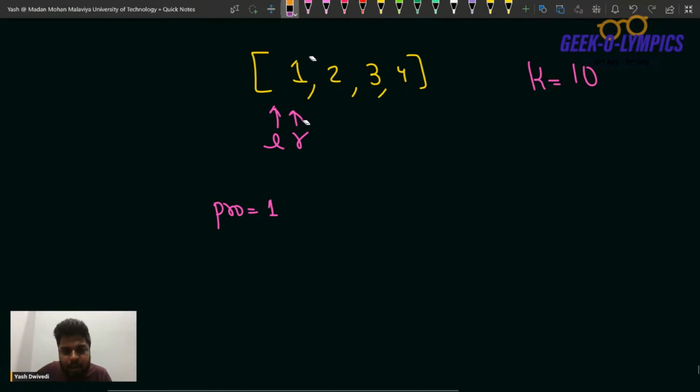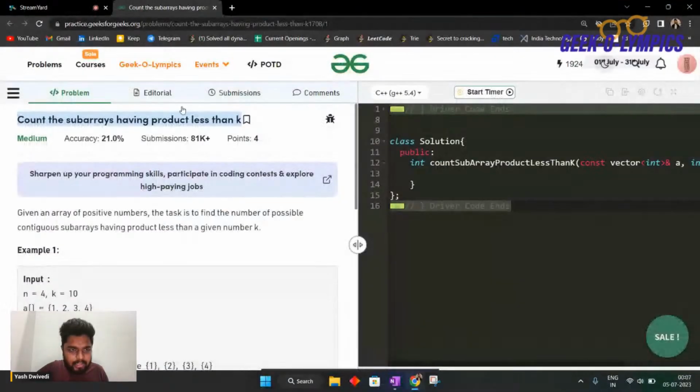Yeah, you can see here. Now, in this particular case, L is here, R is here. Now, this product is less than K. Since this particular product is lesser than the K value, what can we do in this case?